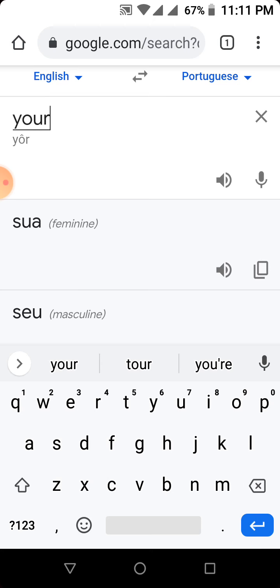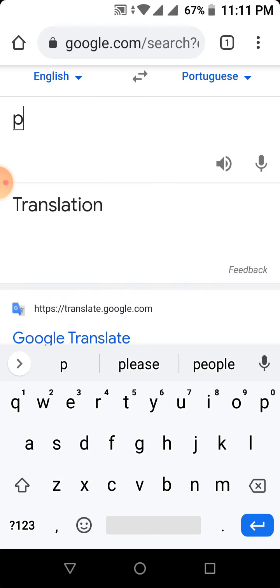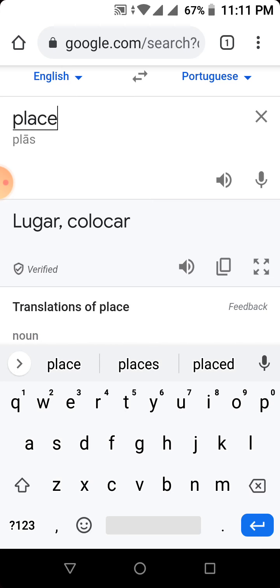So if you're going to have it, you have "sua." So if you're referring to feminine or you're talking to a female, you have to say "sua." But if you are talking to a male, you need to say "seu." So it's very confusing, guys, but in time we will be able to learn all of those rules that they have. So now we have "your place."